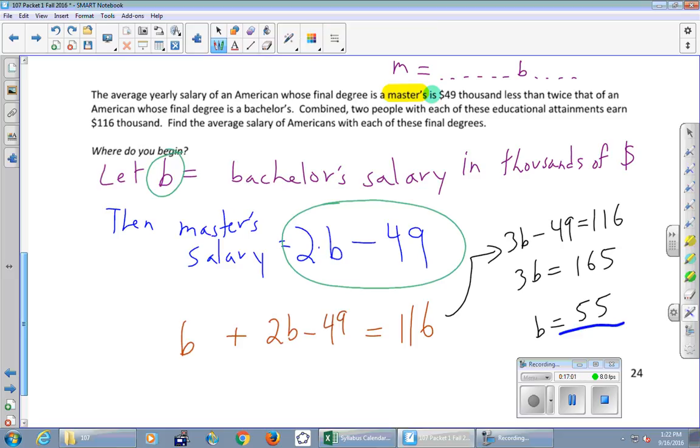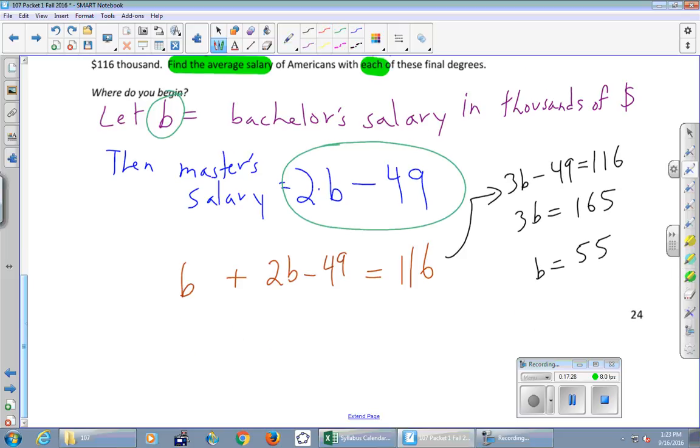Oftentimes in an algebra class, if you find the variable, you're done with the problem, but the problem here didn't say find b. In fact, b is something we invented, so we're not done. We still have to make sure we really answer the question. In this case, the question was find the average salary for each person. So there's going to be two answers, and we've got to make sure we're clear about what they are.